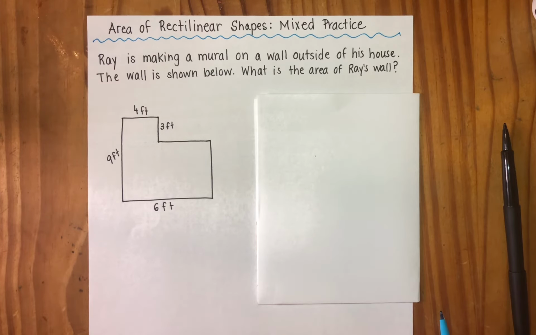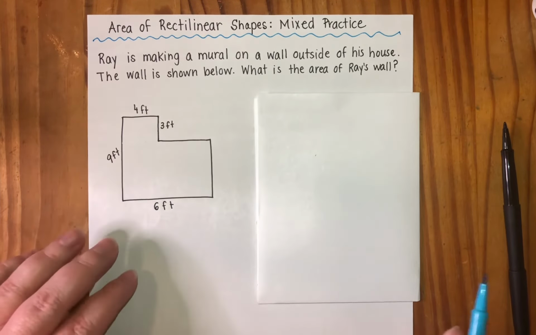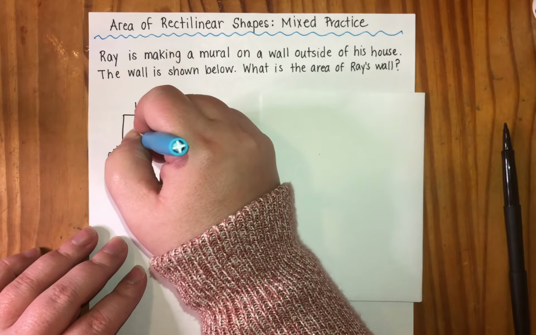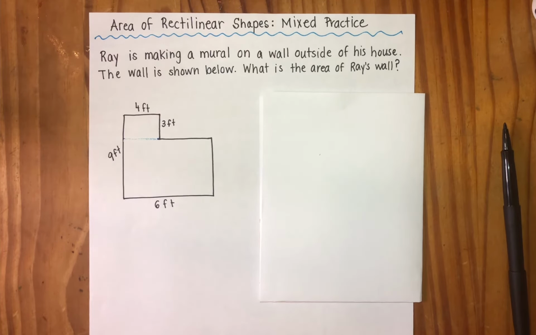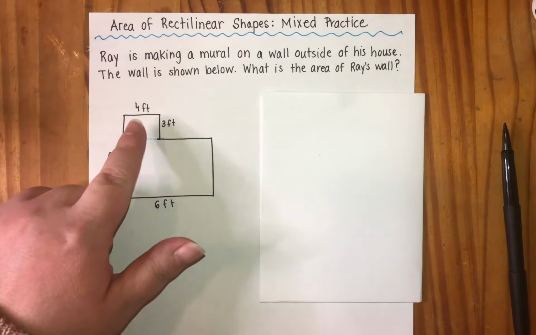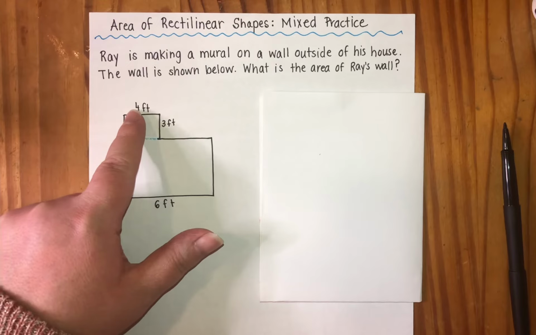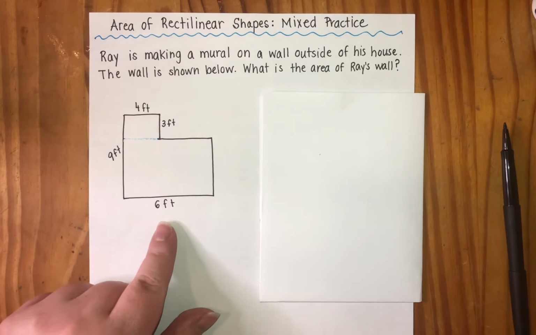I heard some scholars say that they first broke the shape into two smaller rectangles by drawing a line from the inside corner to the 9 feet side. I heard them mention that this allowed them to see the length and the width of the top rectangle, which are 4 feet and 3 feet. And for the bottom rectangle, we can see that the length is 6 feet.